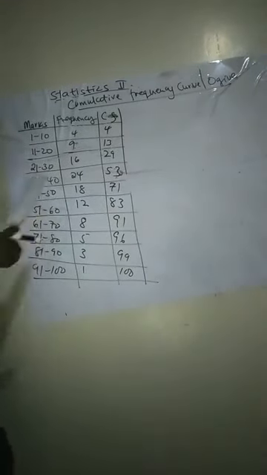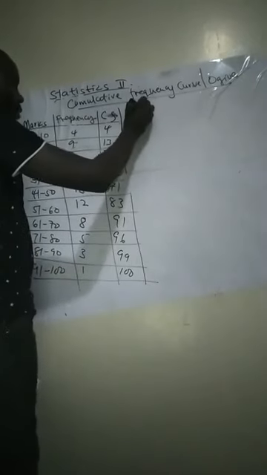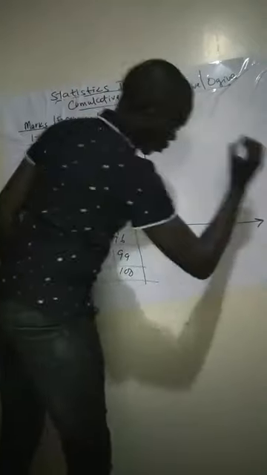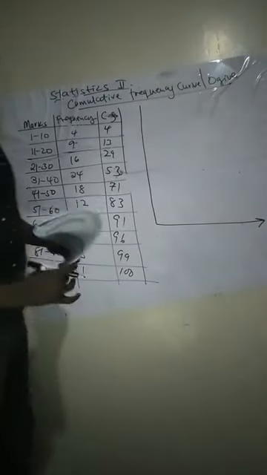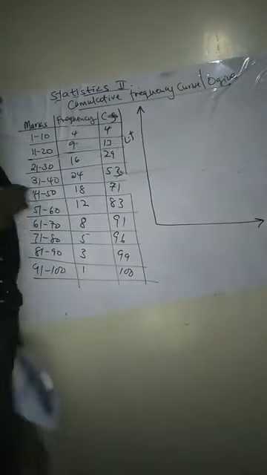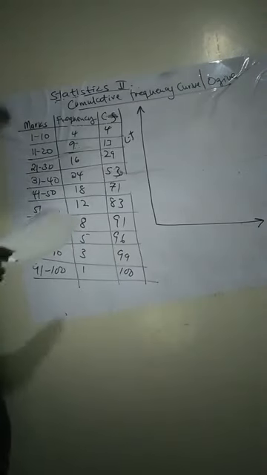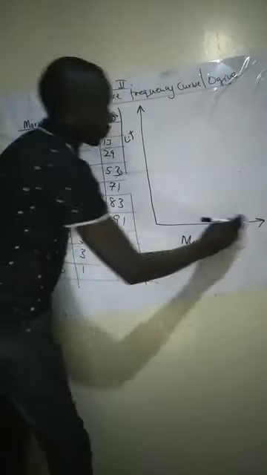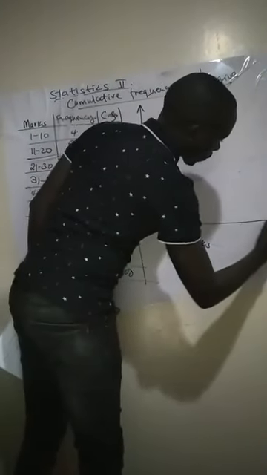Now, in drawing a cumulative frequency curve, take note of that, because many students get confused at times. So, in drawing a cumulative frequency curve, along the y-axis you will have the CF. Then along the x-axis, in this case, we are talking about marks. So, on the x-axis just label marks. And you notice that we have all the way up to 100 cumulative frequency.